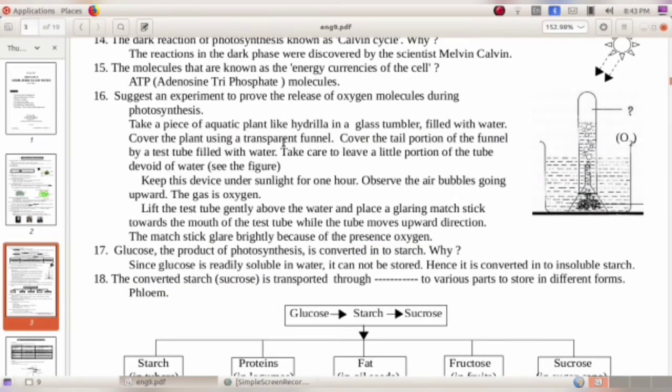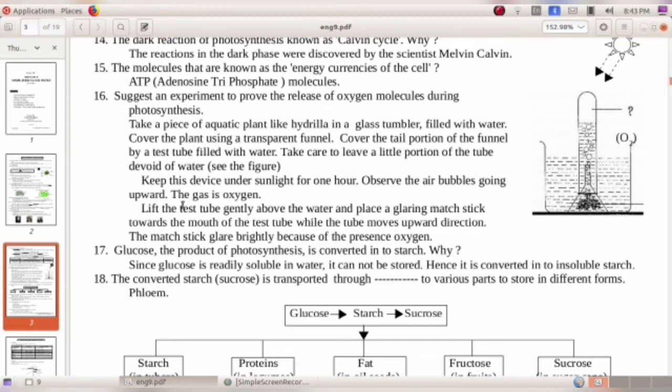We have already seen an experiment to prove the release of oxygen molecules during photosynthesis. In this experiment, there is an aquatic plant, hydrilla, and a glass tumbler, test tube and a funnel. This is a diagrammatic representation of this experiment. When this experiment is placed in the sunlight for 1 hour, we can see air bubbles going upward.